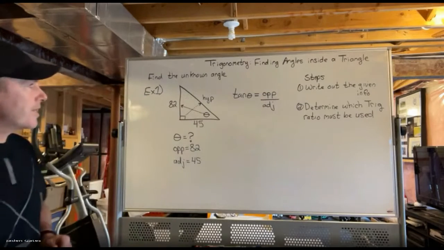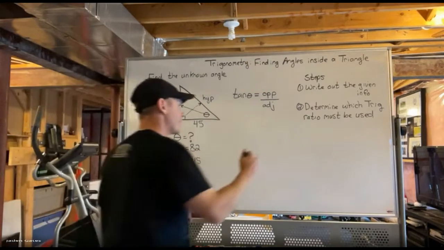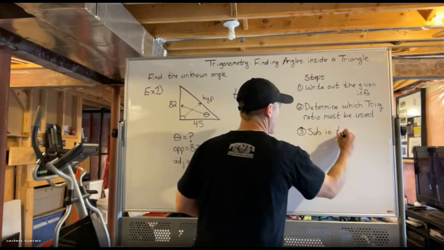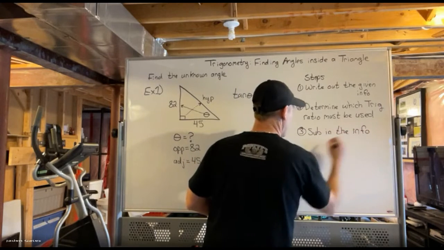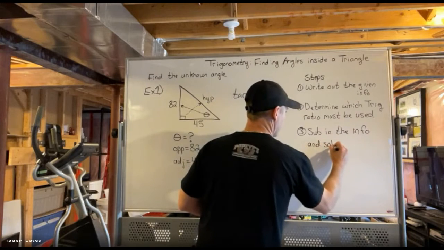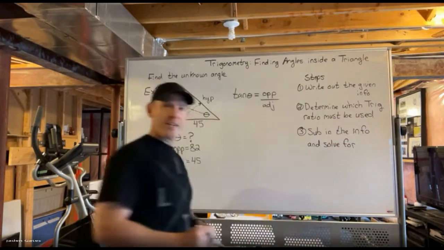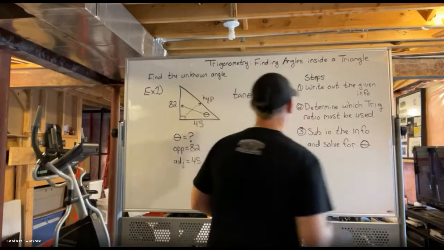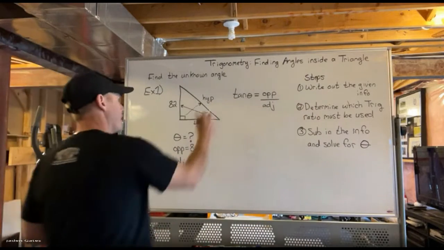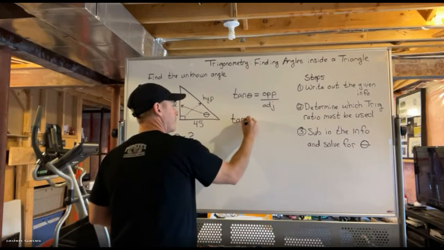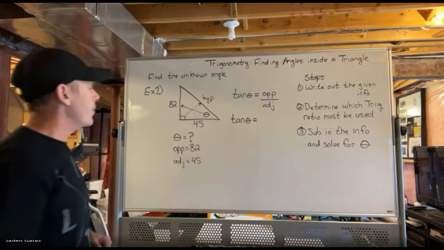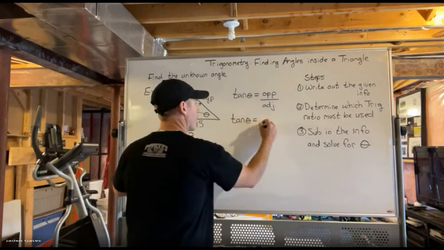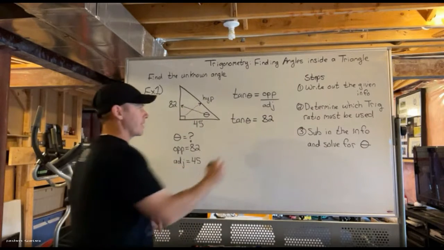All right. So now we've got the ratio that we have to use. Now the same step as number 3, only it's going to be done differently: we're going to sub in the information we have, and solve for not x, because we're not finding sides this time, but theta, because we're looking for our angle. So here we go. Tan theta is equal to the opposite divided by the adjacent. The opposite is 82, and the adjacent is my 45.